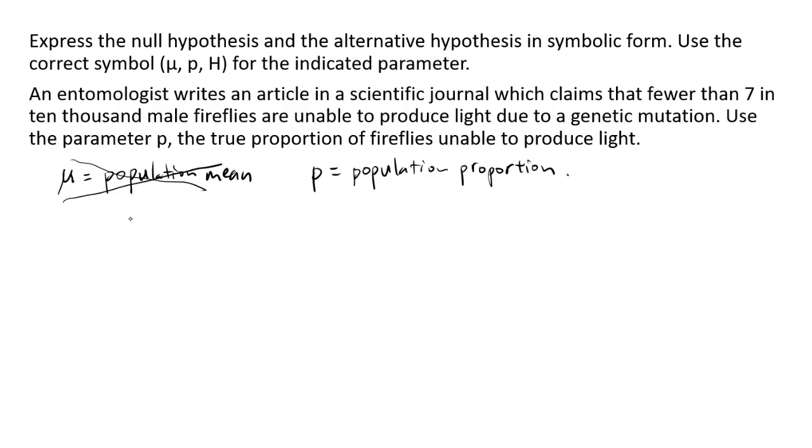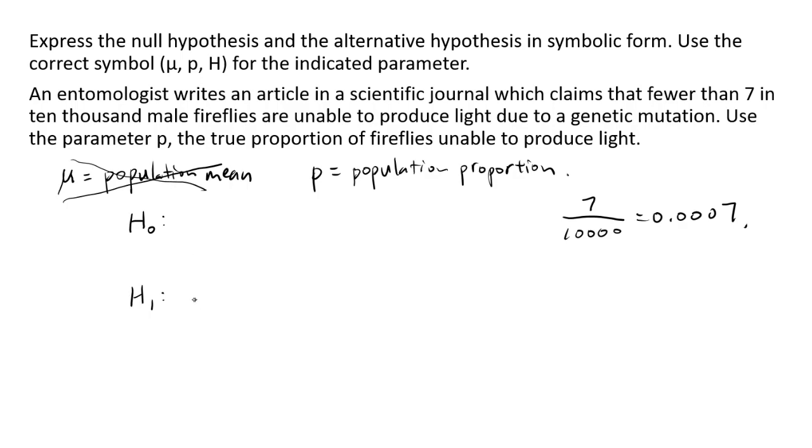And then you have to figure out what the null hypothesis is and what the alternative hypothesis is. And you go for the alternative hypothesis first because that's what you want to prove. This person, the entomologist, wants to prove that the true proportion is less than 7 out of 10,000. By the way, what's 7 out of 10,000? That's 0.0007, right? So you want to show that the actual true proportion P is less than 0.0007.